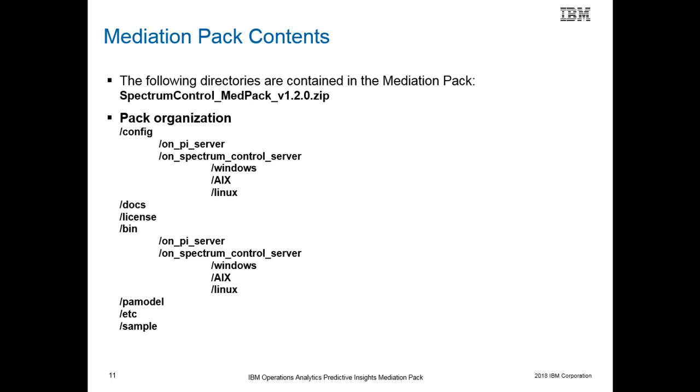Note that both the config and bin directories contain subdirectories of the scripts and configuration files to be copied to either the Predictive Insights server or the Spectrum Control server. Also note that the Spectrum Control subdirectories in the bin and config directories contain platform-specific versions of the scripts and configuration files to be copied to the Spectrum Control server.